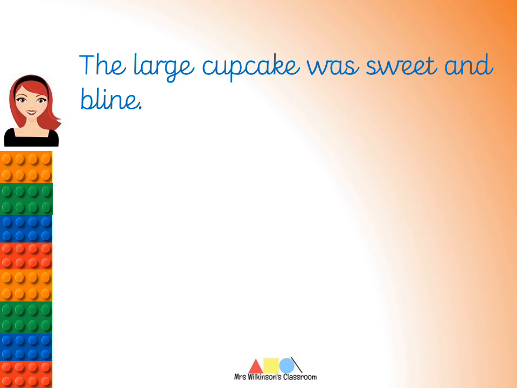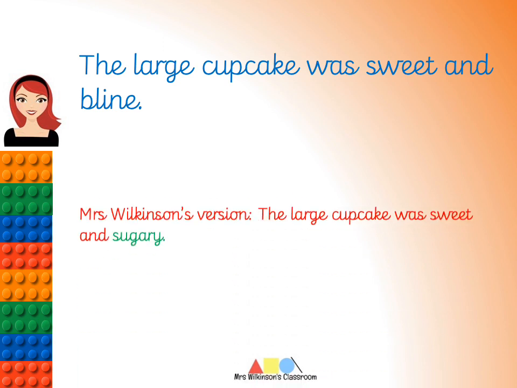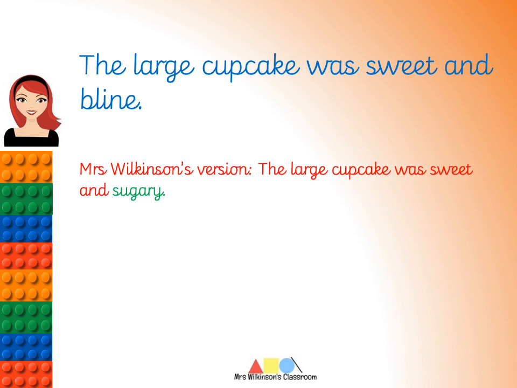So my first sentence we will do together. Okay, so I've written: the large cupcake was sweet and blind. The large cupcake was sweet and blind. Oh, which word, I wonder, might be the wrong word, might be an alien word? Have a think about it. Right, so my thought was that the last word, blind, was our alien word. It shouldn't be there. How is a cupcake blind? That doesn't make any sense whatsoever. So I've rewritten the sentence with a word that does make sense. I've written, the large cupcake was sweet and sugary.